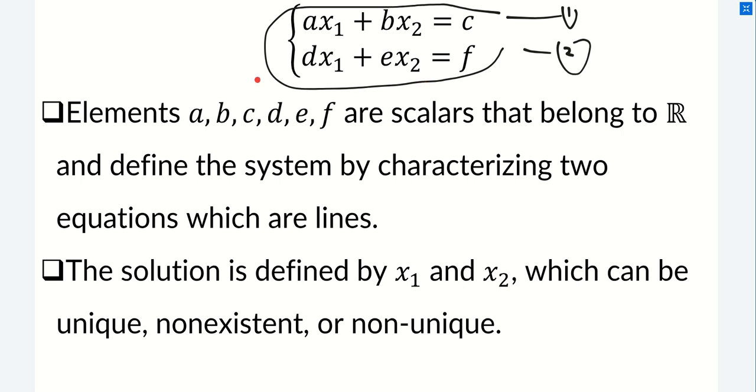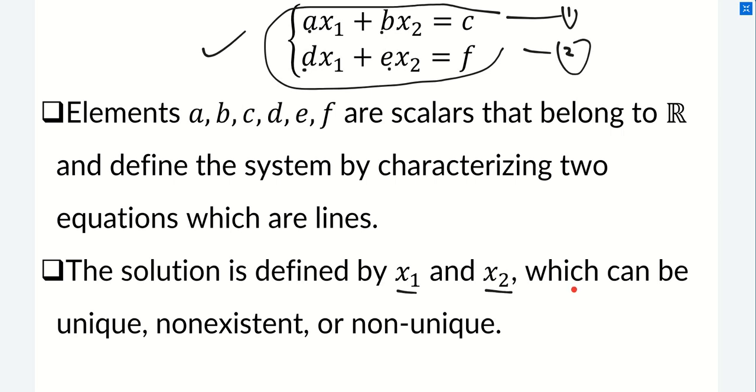So cast your mind back to high school and junior high school, where we were solving simultaneous equations. This is a simultaneous equation, but this time we are going to call it a system of linear equations. With this linear equation, we have scalars, and we also have the unknowns, which we are going to determine.